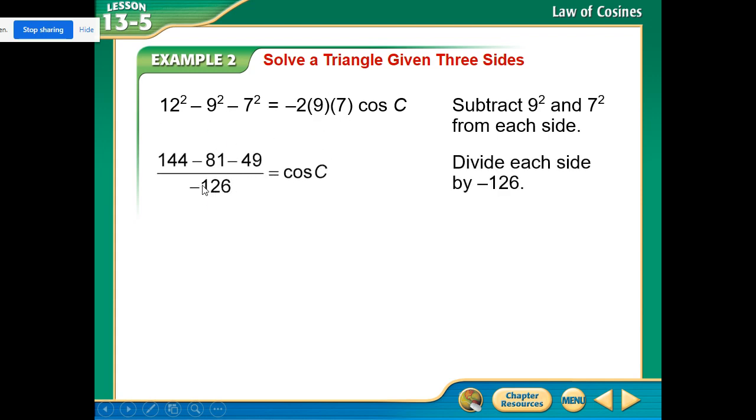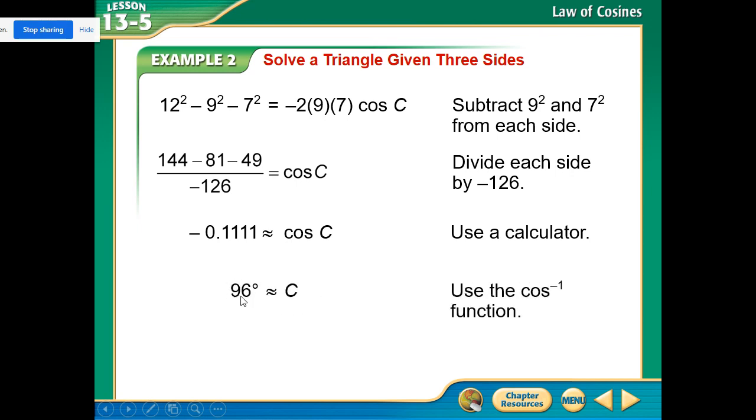This divided by the negative 126. So you can plug this all in, hit enter, then hit divide, and I'd put in the negative 126, or you could have put this all in parentheses, negative 2 times 9 times 7. You do that and cosine equals negative 0.1111. So now you have to do second cosine because we're doing cosines here. So second cosine gives me 96 degrees.